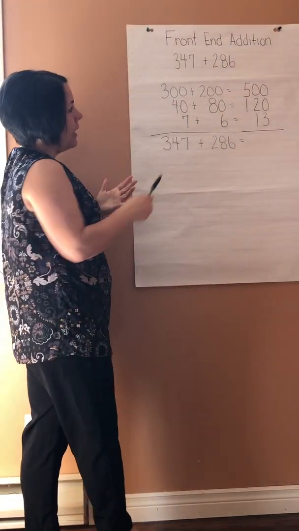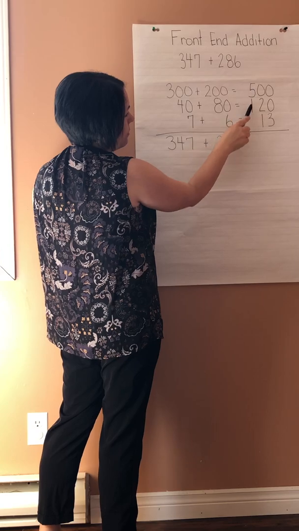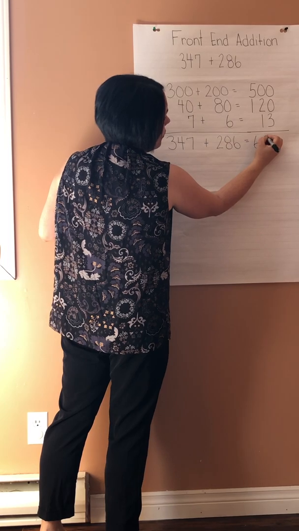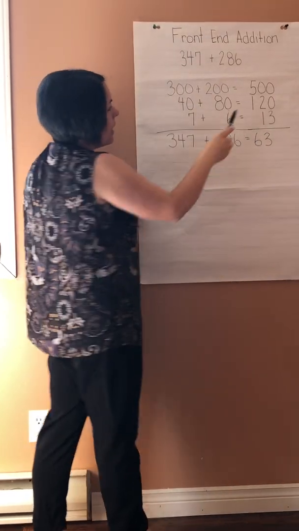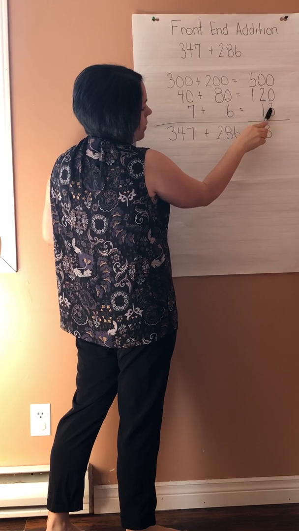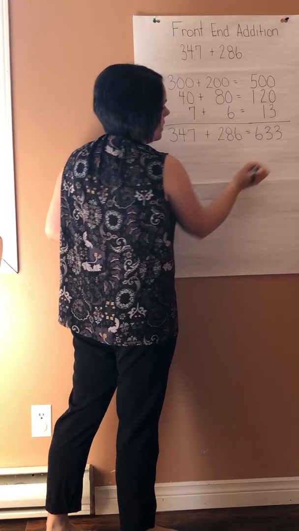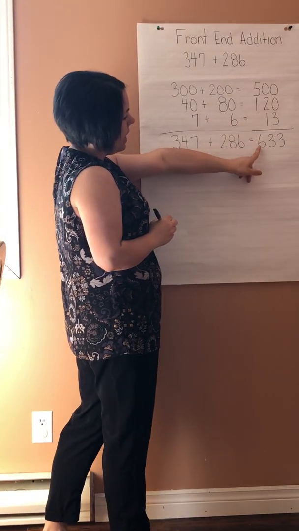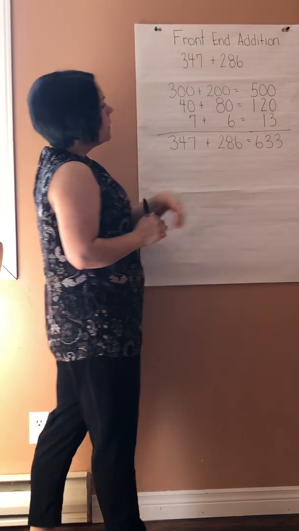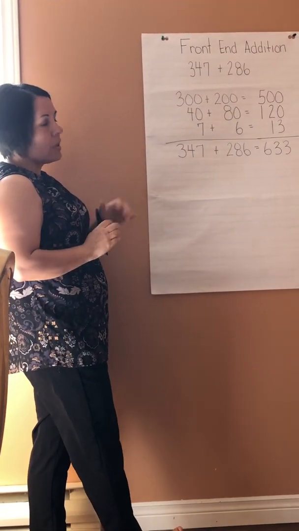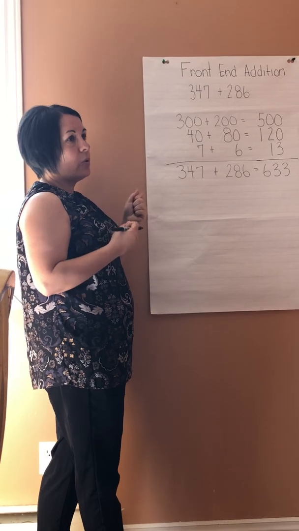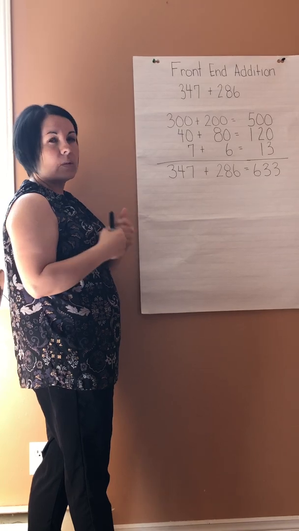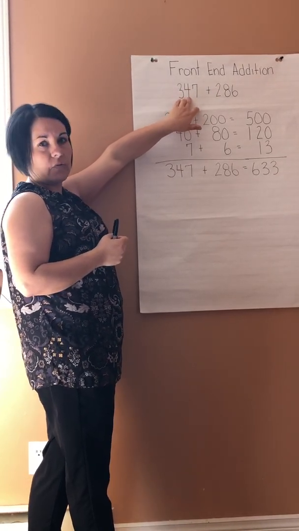And then I add up my sums. 500 plus 100 is 600. 20 plus 10 is 30, so the 3 goes in the 10 spot. And I've got 0 units plus 0 units plus 3 units, which is 3 units. So 347 plus 286 is the same as 633. This does sometimes look like a lot of extra math, but really, truly, it's my preferred one because the kids really understand what those numbers mean, that 4 is not just a 4, it's 40.